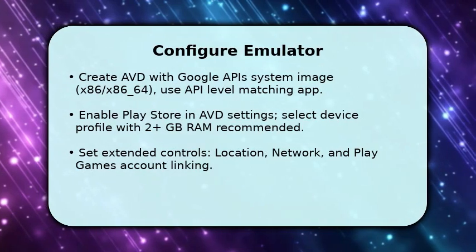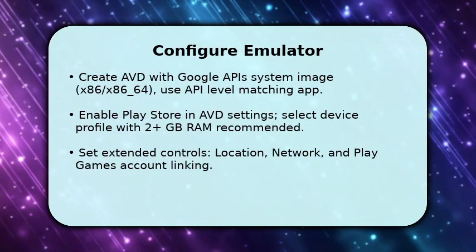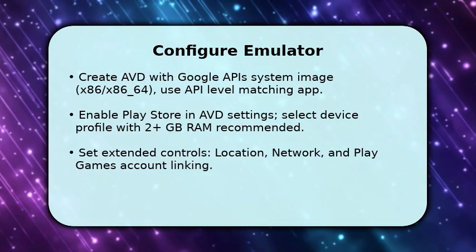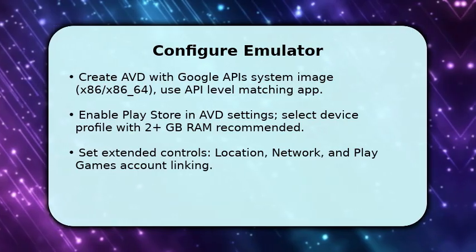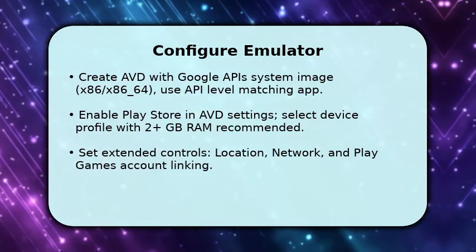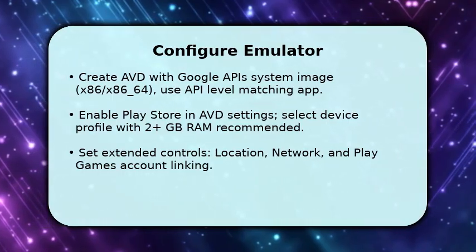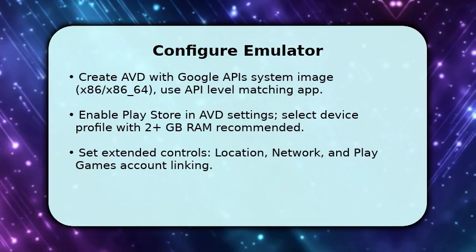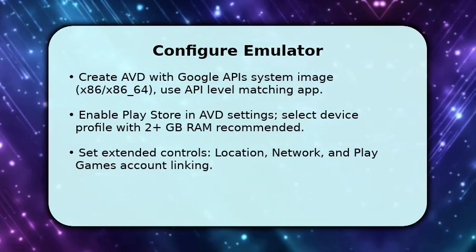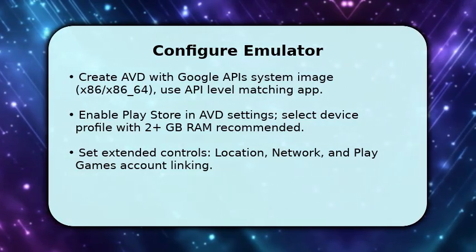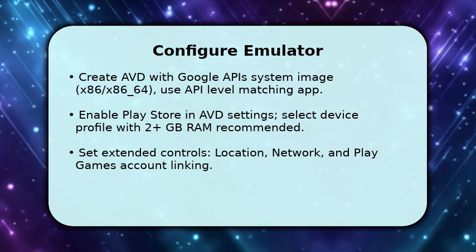Now configure the Android Virtual Device tailored for Google Play Games. In AVD Manager, create a new device using a Google APIs system image. Prefer x86 or x86-64 for performance, and match the API level to your app. Enable the Play Store option so the emulator can sign into a Google account and access Play Games services. Allocate at least 2 GB RAM and enable hardware acceleration.